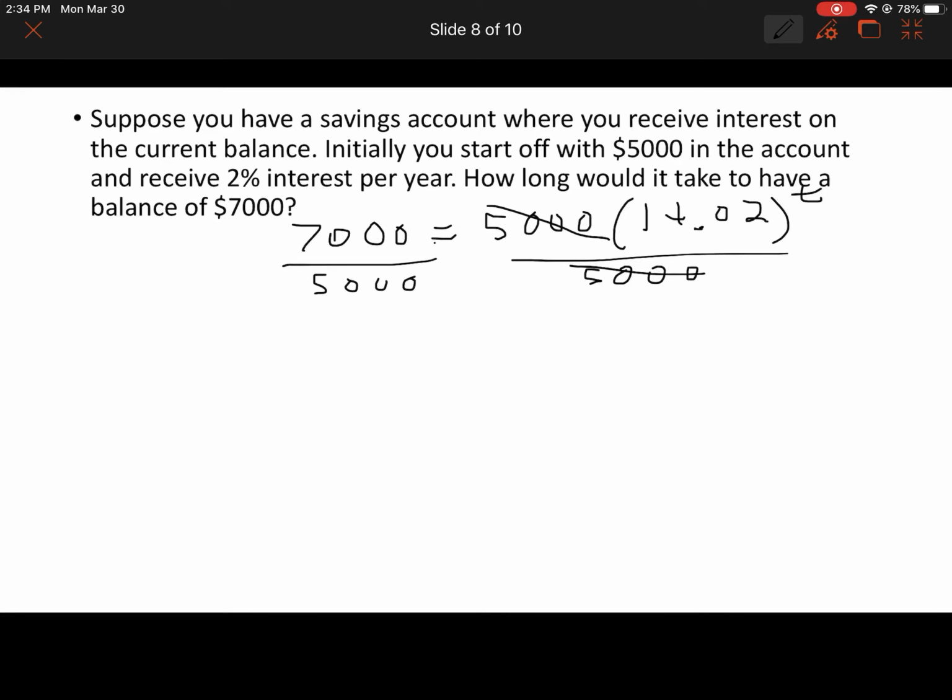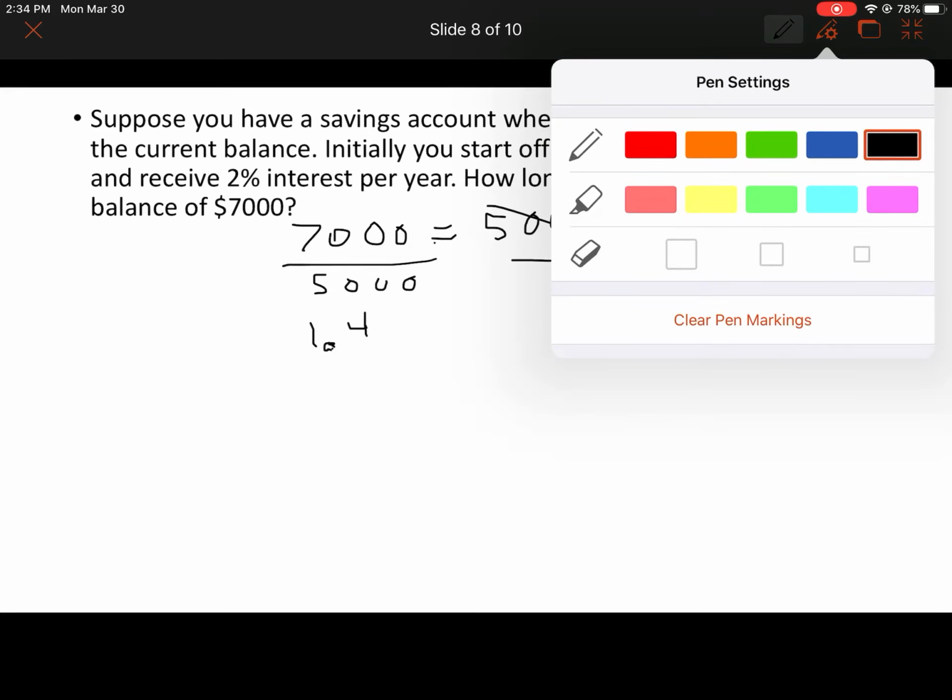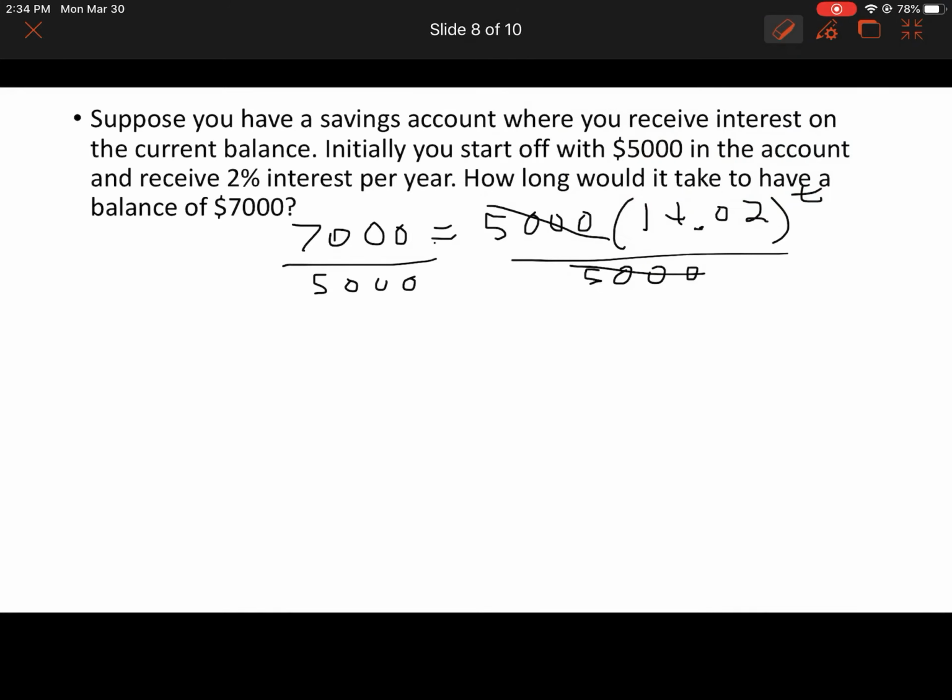7,000 divided by 5,000. Let's see how much that is. Oh, that's 1.4. Sorry. Let me erase that. Sorry about this, guys. It's an inconvenience, I know. 1.4 right there. On this side, we still have 1.02 to the power of t.